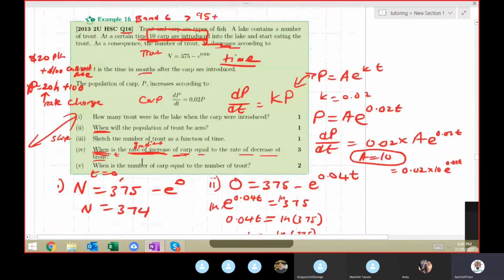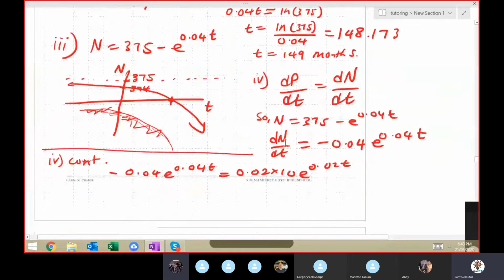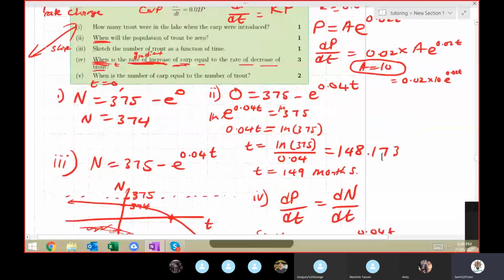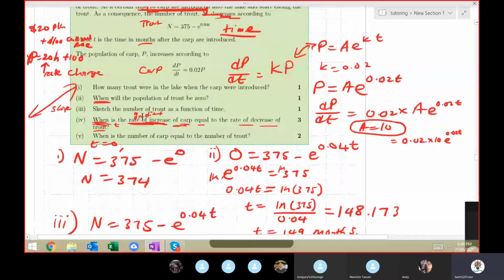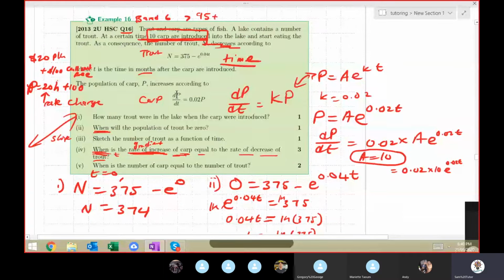The question says, when is the rate of increase of carp equal to the rate of decrease of trout? So the first thing is the rate of decrease of trout. I've got to first differentiate this and find the derivative of trout, which I did. So dN on dt equals that. The next one says rate of increase of carp. I know that's already been differentiated, so the rate of increase of carp is there, 0.02P. Now, I know that is actually k times P.